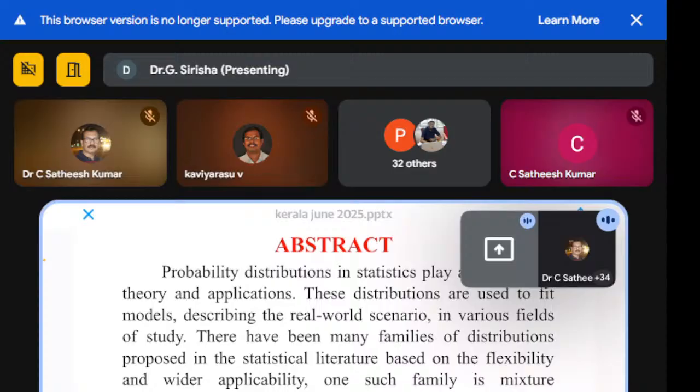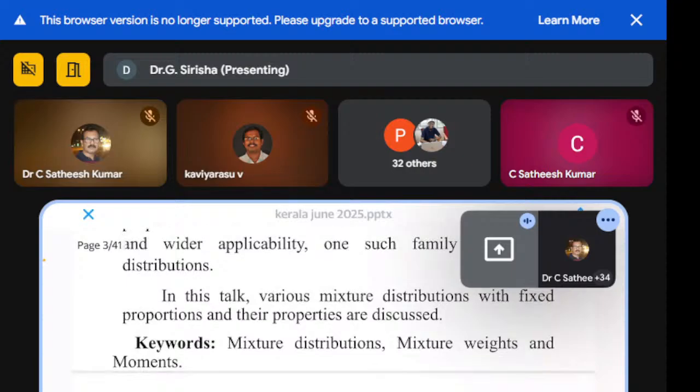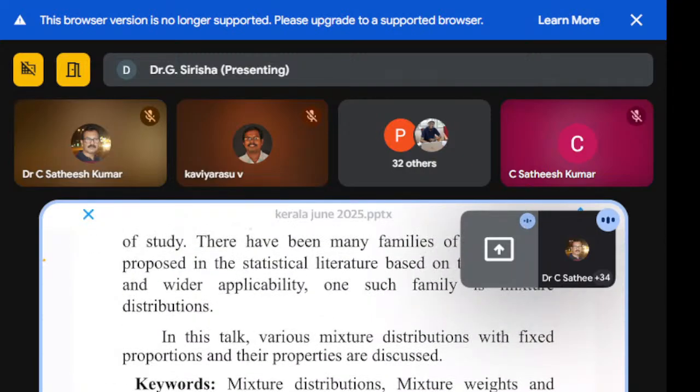We have several probability distributions in statistics, which play a very important role in theory as well as applications. These distributions are used to fit models of real world scenarios in many fields of study. These probability distributions are further categorized into many families of distributions. Several statisticians have worked on this. Today, one among such families is mixture distributions.